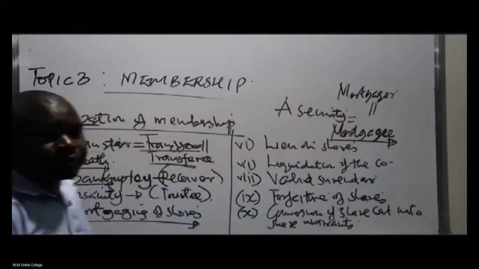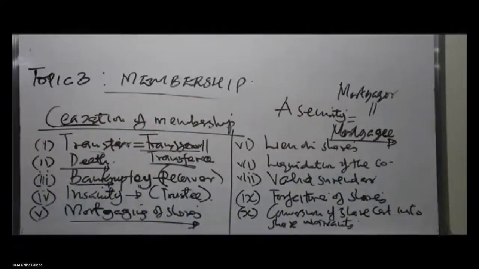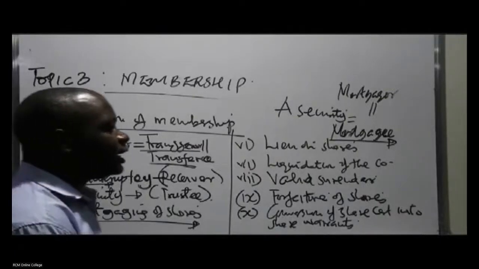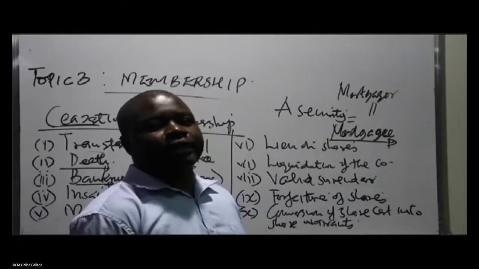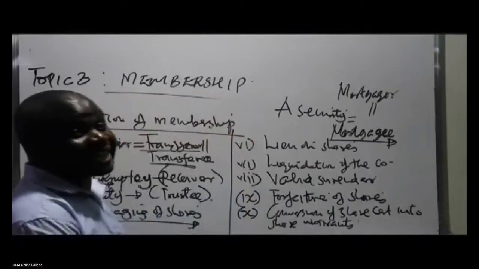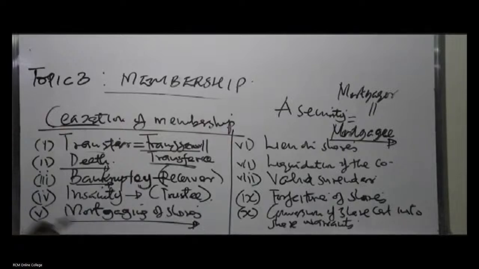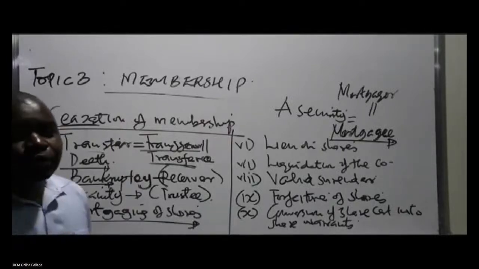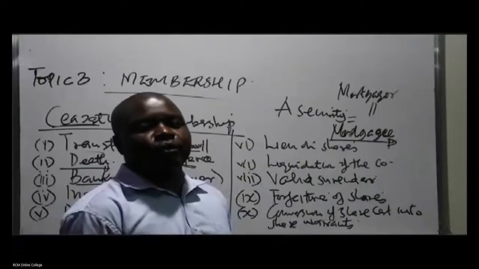I wanted you to get that point and it should stick from now. The lender is the mortgagee, while the borrower is the mortgager. I wanted it to stick. Now it has stuck. You'll never forget. The mortgagee is the lender. The mortgager is the borrower.